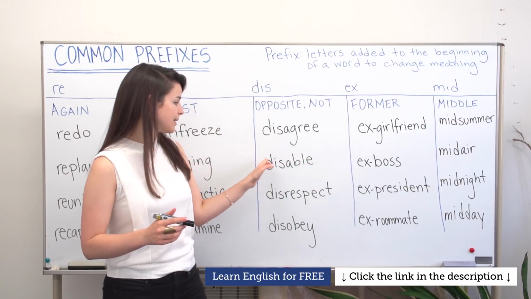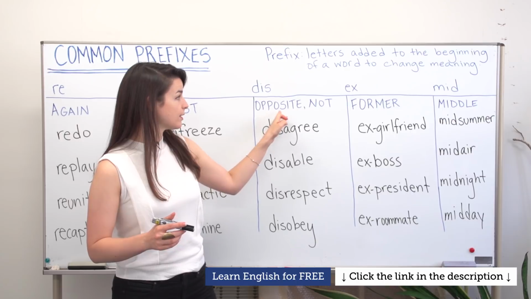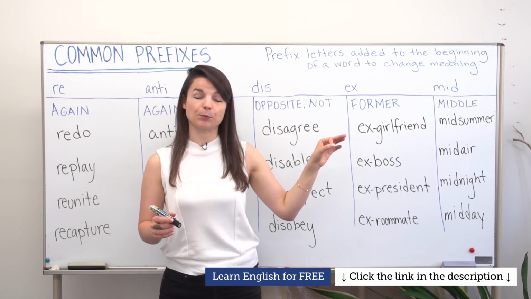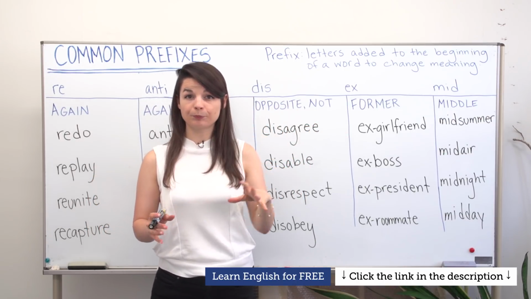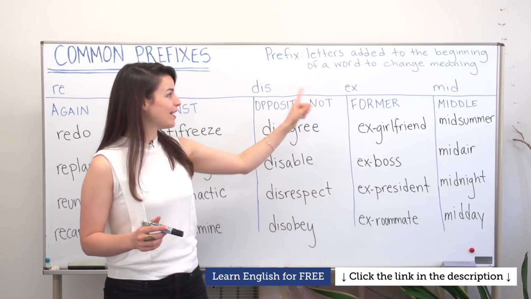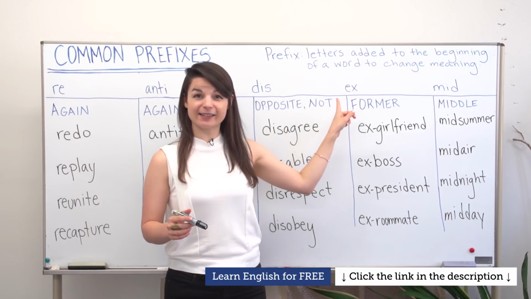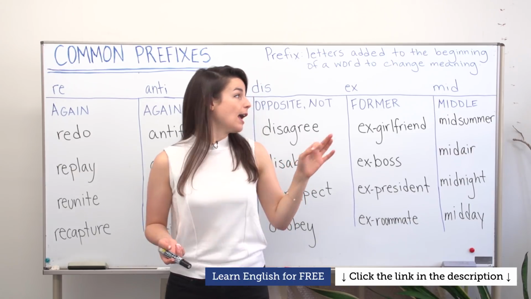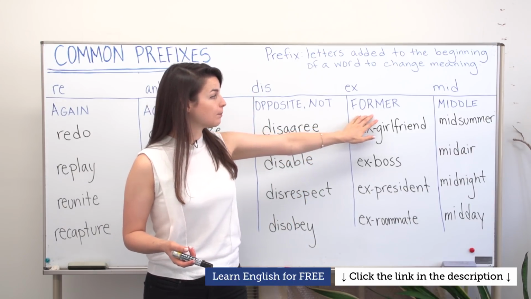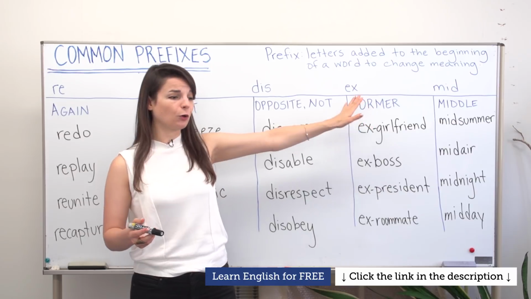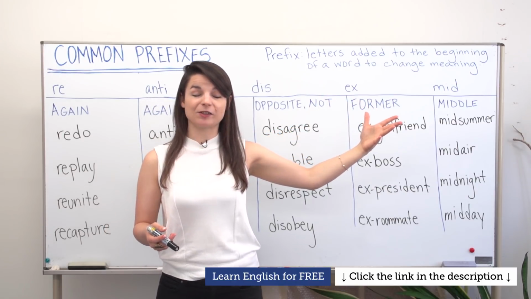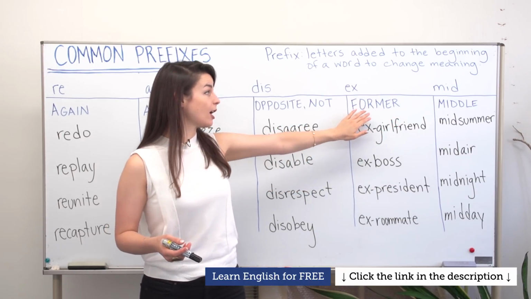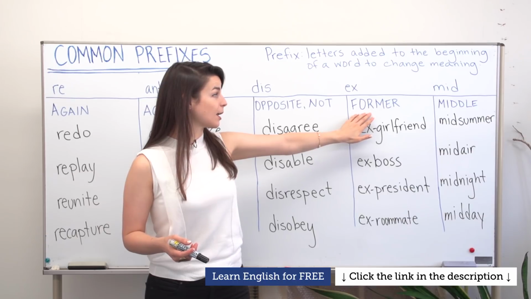So each of these we see dis. Dis means opposite or not. Dis is the prefix in each of these examples. Okay, let's continue to the next one. The next one is ex. Maybe many of you are familiar with ex already, but ex means former, past or former. So it used to be, but is no longer the case. This is the meaning of ex as a prefix.